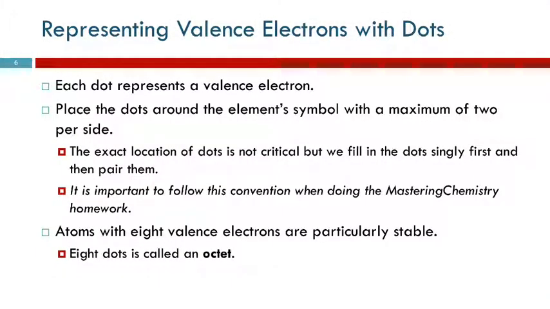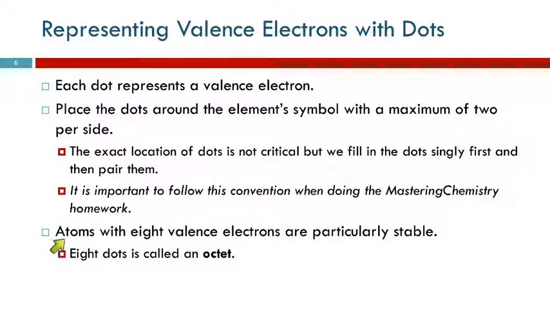So each dot in the structure represents a valence electron. You put the dots around a maximum of 2 per side. Exact location isn't critical. If you put the unpaired one on the top instead of the bottom, that's fine. But put the dots in singly first and then pair them up. And it's really important to follow this convention when you're doing Mastering Chemistry homework, because Mastering Chemistry cares about this.